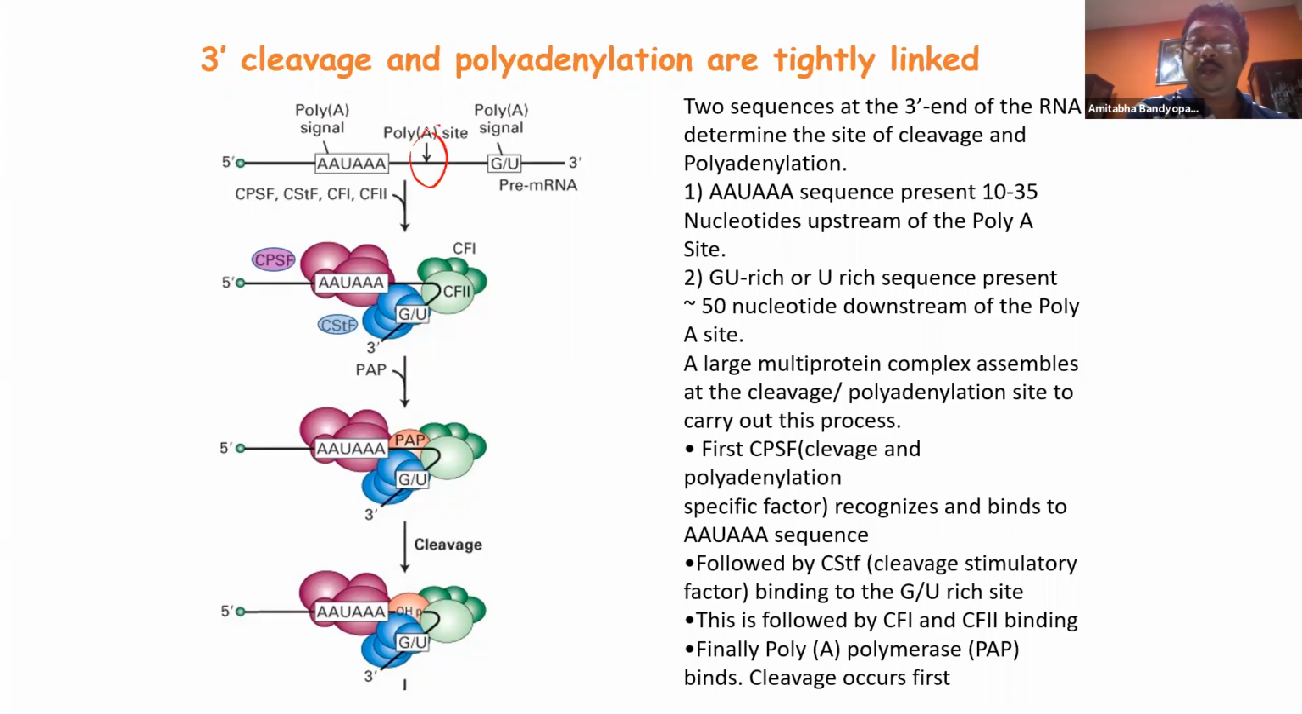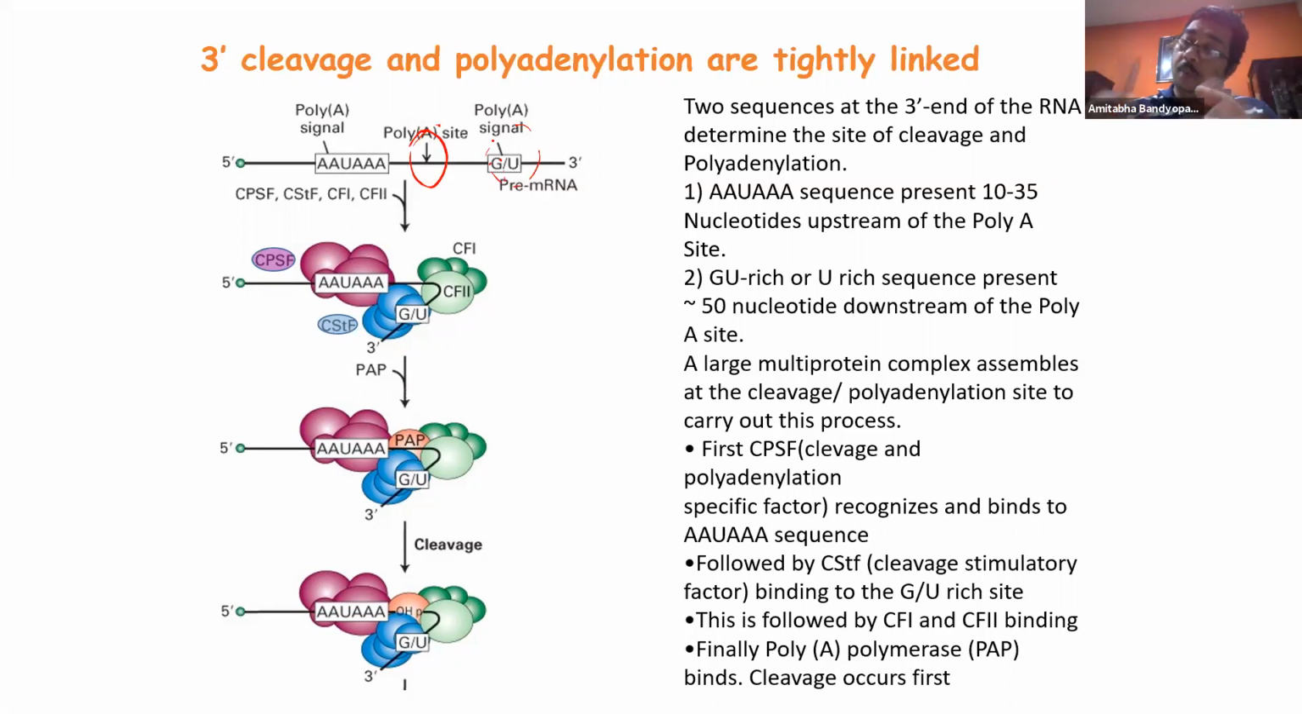So if this is your polyadenylation site, then there will be a signature AAUAAA, which is there upstream, typically 10 to 35 nucleotides upstream of the polyadenylation site. And there will be a GU-rich stretch, about 50 nucleotides downstream of the polyadenylation site. And these two sites recruit two different kinds of proteins. The poly A signal, that AAUAAA, recruits what is called CPSF, cleavage and polyadenylation specific factor. Independently, at this GU-rich stretch, CSTF or cleavage stimulatory factor is recruited. So this protein actually does the cleavage, so there is the endonuclease, and this protein, the CSTF, stimulates the endonuclease activity.